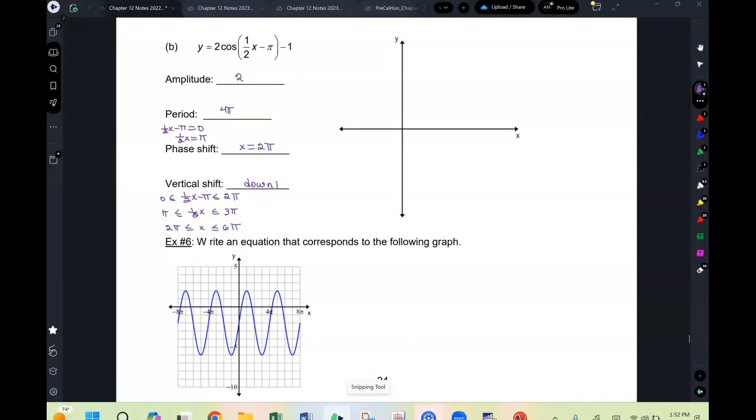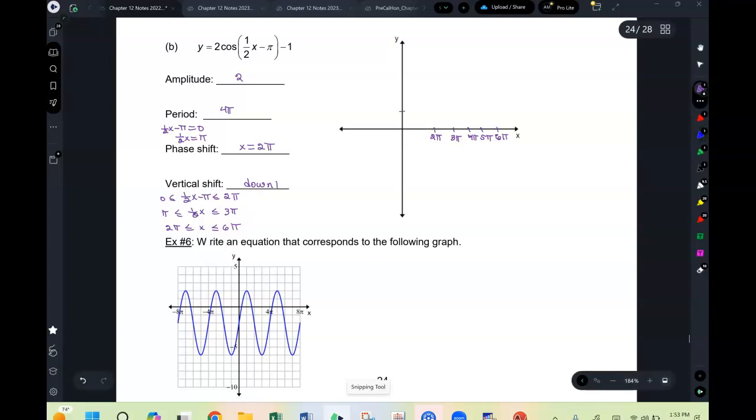So here we go. 2 pi, 1, 2, 3, 4 to 6 pi. So the middle, right, this is just 3 pi, 4 pi, 5 pi. From beginning to end, how much distance is there? 4 pi. What's the period? 4 pi. That's where it comes in. Okay? All right. So there is a vertical shift down 1.